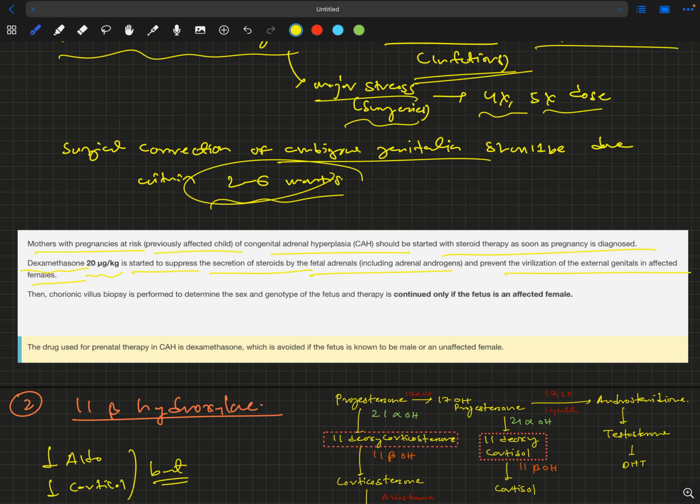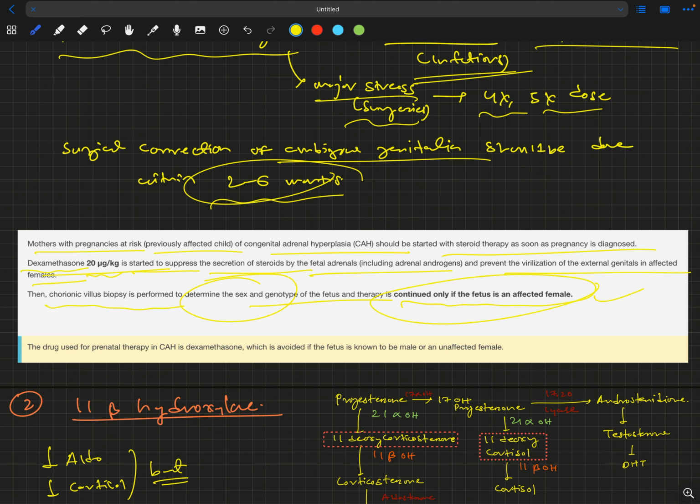Now chorionic villus sampling is performed to determine the sex and genotype of the fetus. We have to determine the sex and genotype of the fetus before the birth, of course, to know the sex. If it is a female fetus, then there is more risk of developing these conditions. Okay, so if it is a female fetus, we have to continue the steroid therapy if the fetus is an affected female.